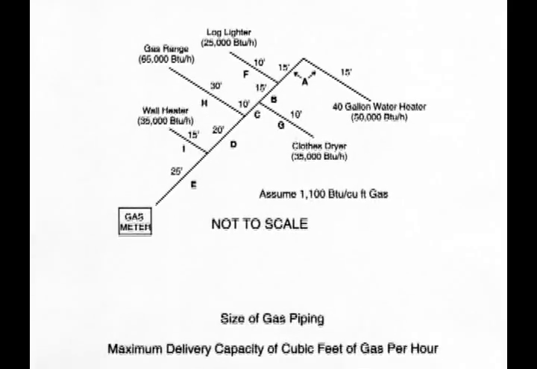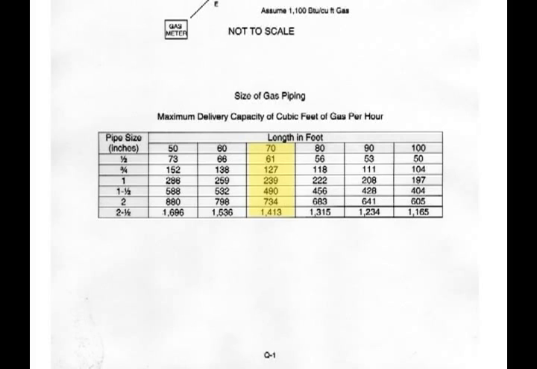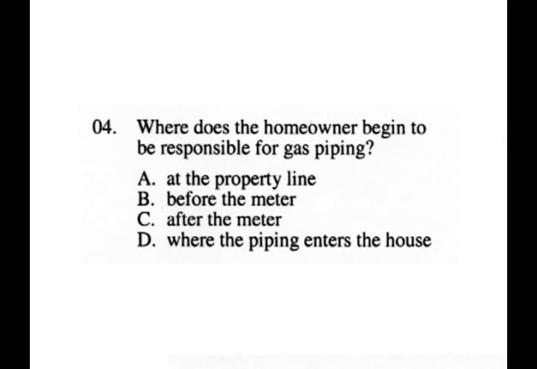So we look down the column. The first number is 61, almost double what we need. So we stop right there, go back to the left again. We see that we need a pipe size of 1/2 inch. And the answer is letter A, 1/2 inch. Let's go on to question number 4.